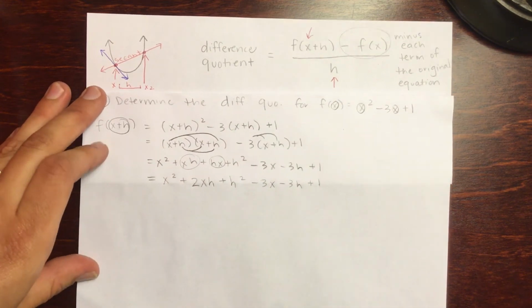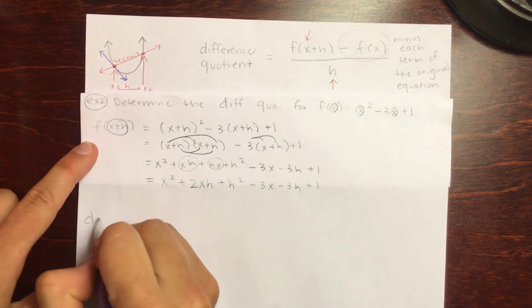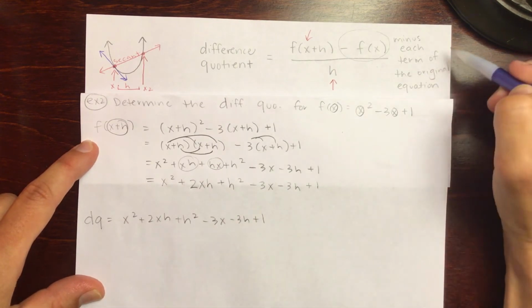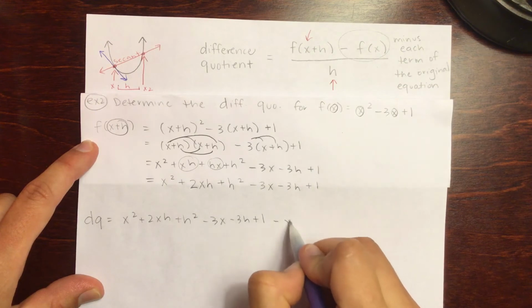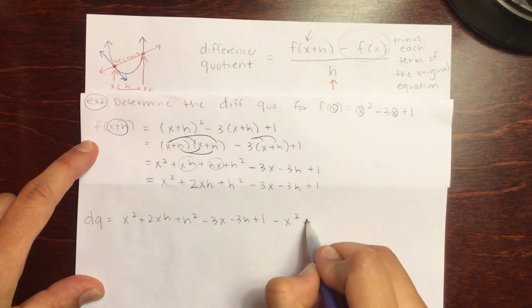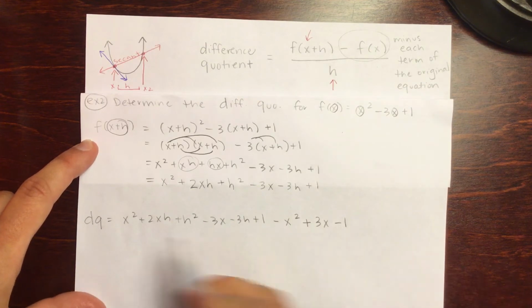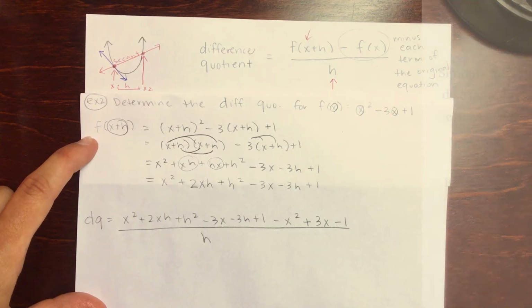Okay, difference quotient. Finally, we have f of x plus h simplified. Let's do the difference quotient. So take that f of x plus h, subtract each piece of the original equation. So subtract the x squared, subtract the negative 3x, that makes it a positive, and subtract the 1. Then divide by h. Now all we're doing is simplifying.